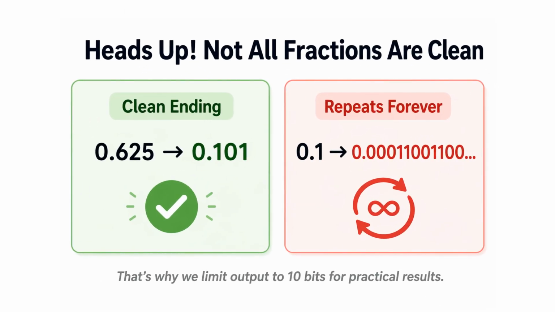Here's something important to remember. Not every fraction ends cleanly in binary. For example, 0.625 converts perfectly, but 0.1 keeps repeating forever. That's exactly why we stop at 10 bits, to keep things practical.